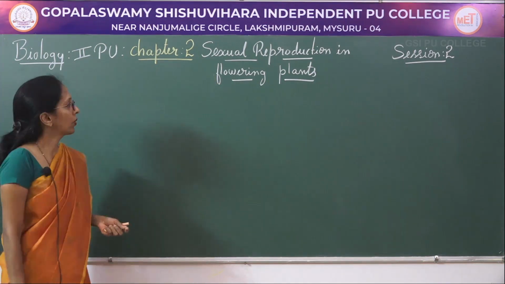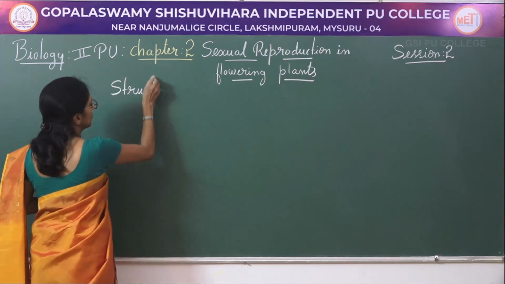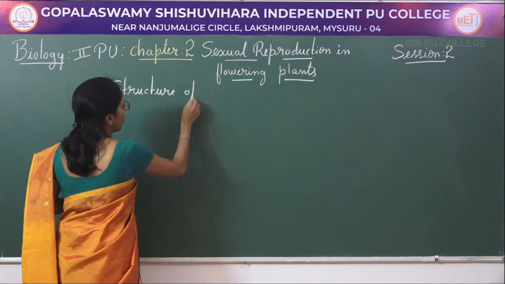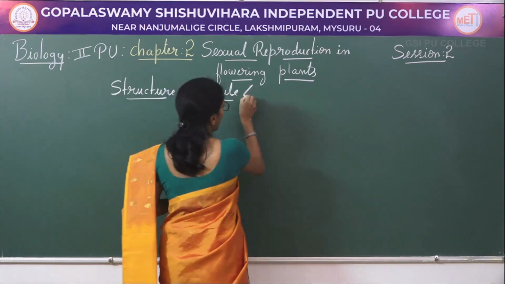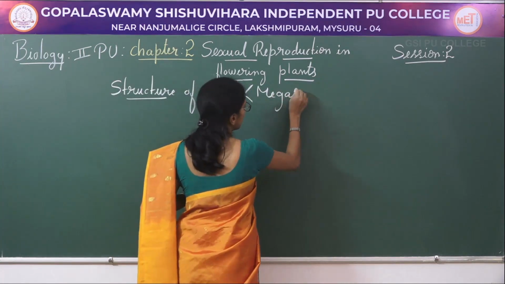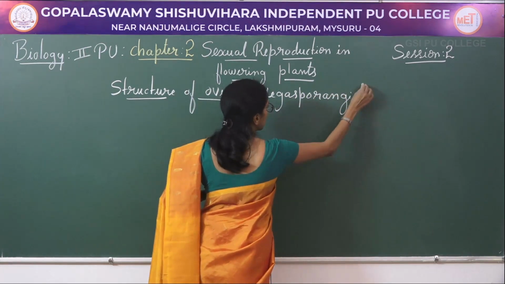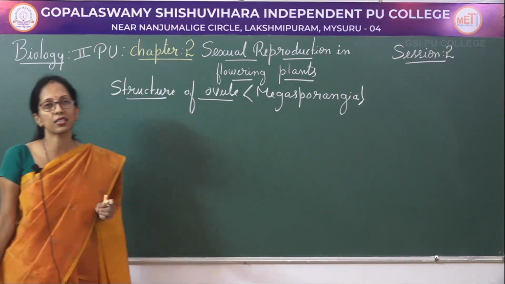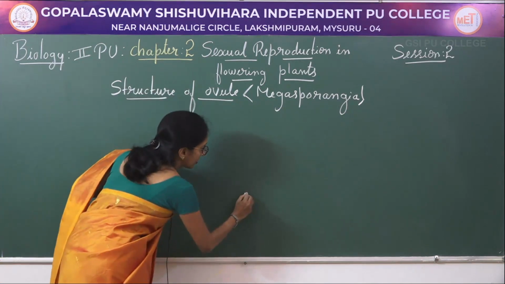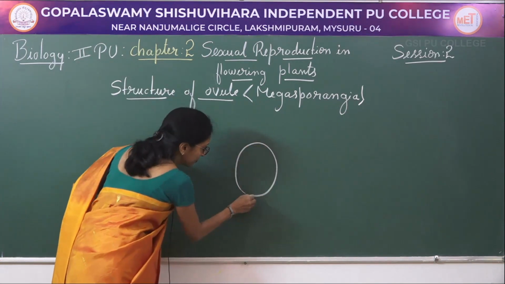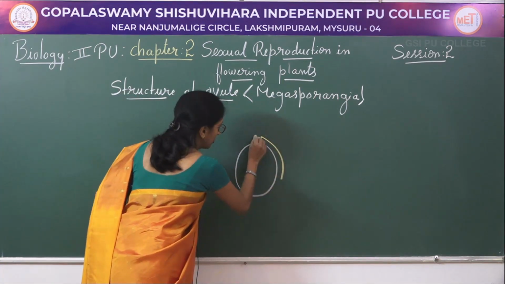Next, we will move on to the structure of the ovule or megasporangium. Ovules are the structures present inside the ovary. So, this is the ovule, covered by two membranes like this.